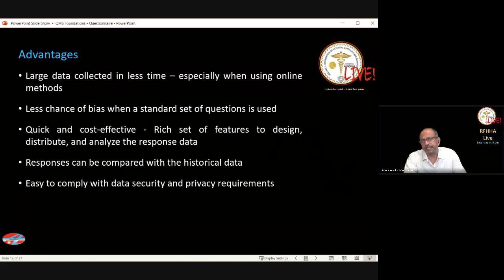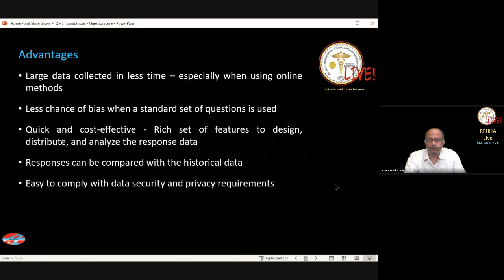Since a questionnaire is defined, it's a tool which is not open-ended. It's a tool where you have questions which are very clearly stated, and therefore it is easy to comply with data security and privacy requirements. In almost all studies, there will be requirements of maintaining a certain degree of data security and meeting certain privacy requirements. So a questionnaire makes it easier.